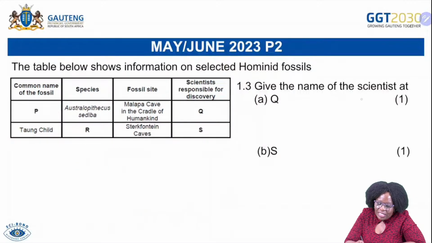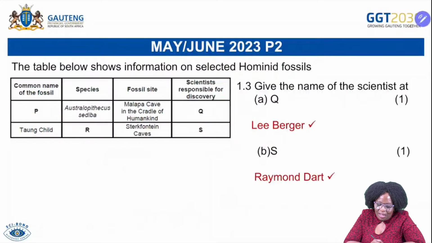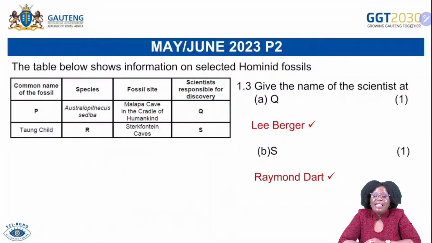Give the name of the scientist at Q, and if we look at Q, who discovered Karabo? Everybody knows it's Berger. And now, we're looking at S now, who discovered the Dawnchild? Who discovered the Dawnchild is Raymond Dart.